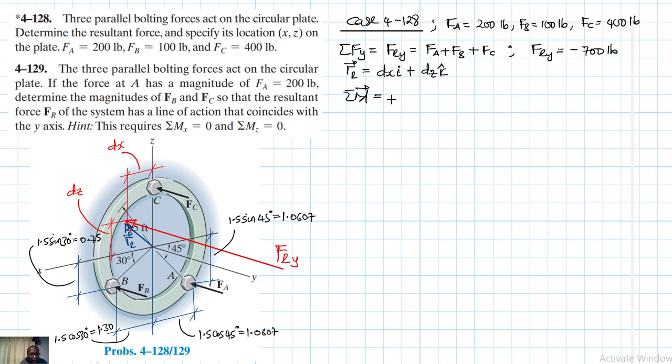So what do we have? What is FA? So we'll have negative FA by the lever arm, which is 1.0607, okay, and minus FB by the lever arm, which is 0.75.